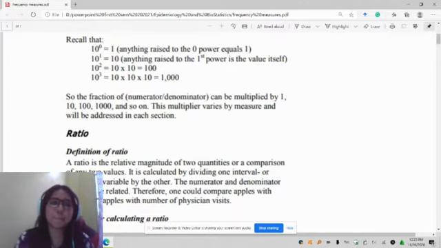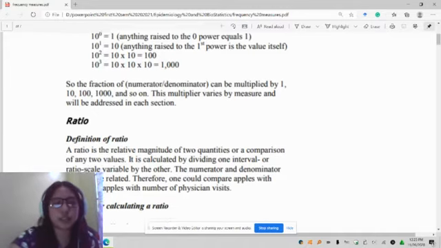So the fraction, the numerator over the denominator, can be multiplied by 1, 10, 100, 1,000, and so on. In our next discussions, we are going to figure out the commonly used 10 raised to n value for whatever we are asked to compute.